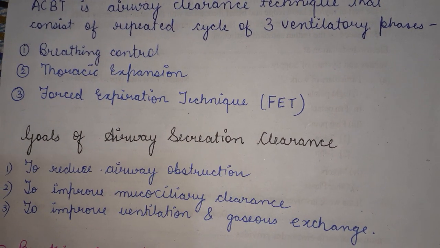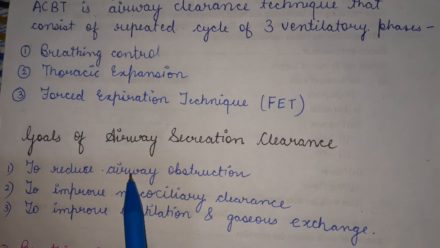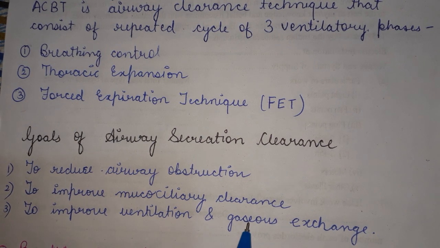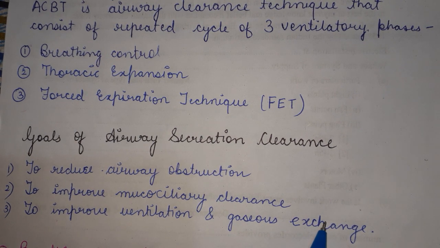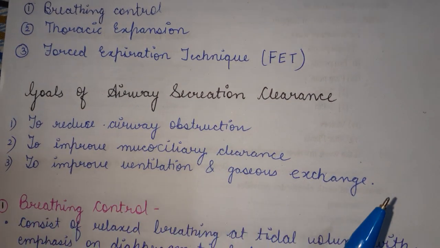Goals of airway secretion clearance. So the main three goals are to reduce airway obstruction, to improve mucociliary clearance, to improve ventilation and gaseous exchange. So these are main three goals of airway secretion clearance.